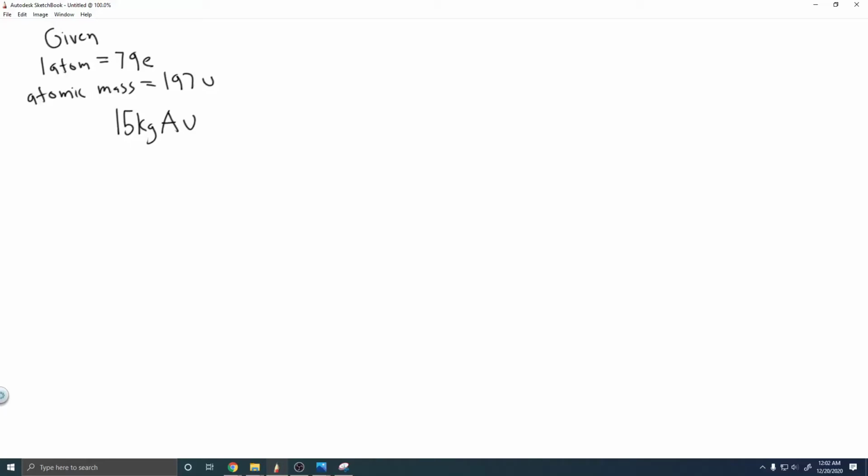In this problem, we're told: what is the total charge of all the electrons in a 15 kilogram bar of gold? What is the net charge of the bar? Gold has 79 electrons per atom and an atomic mass of 197 u. So we're given a bunch of information. We're given that one atom is equal to 79 electrons, and then we're also given the atomic mass.